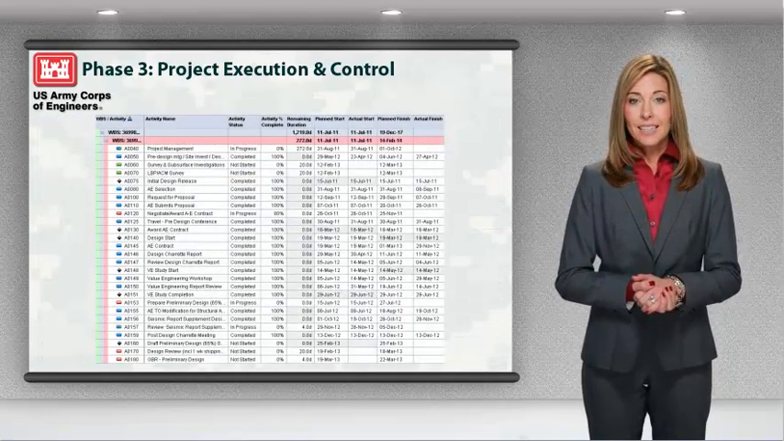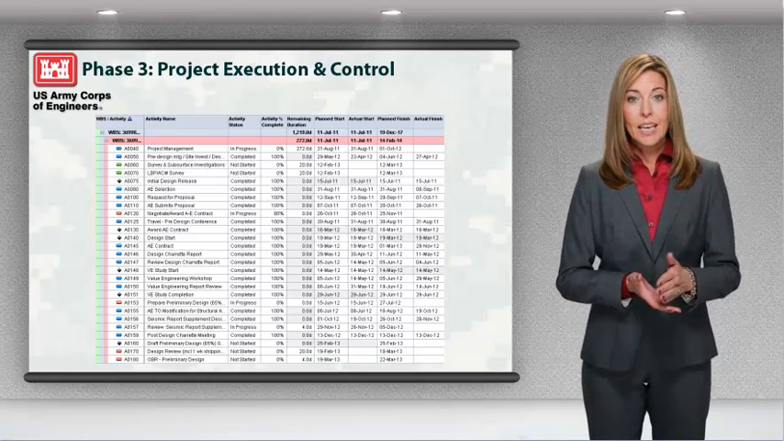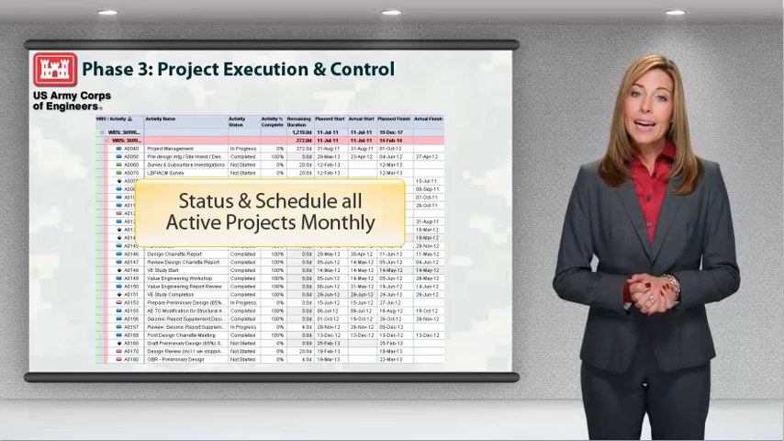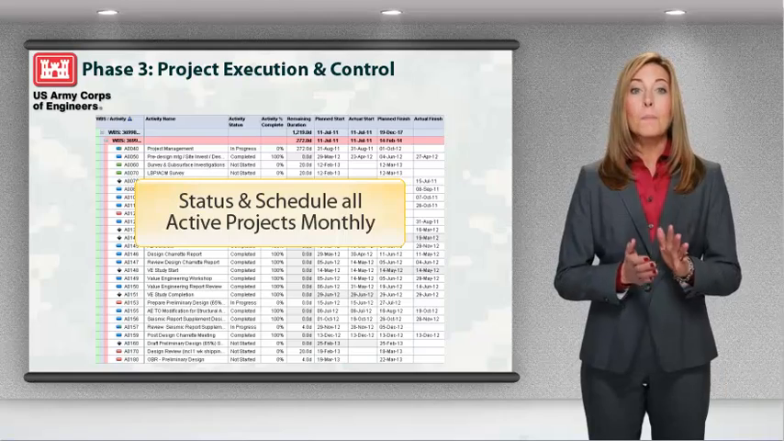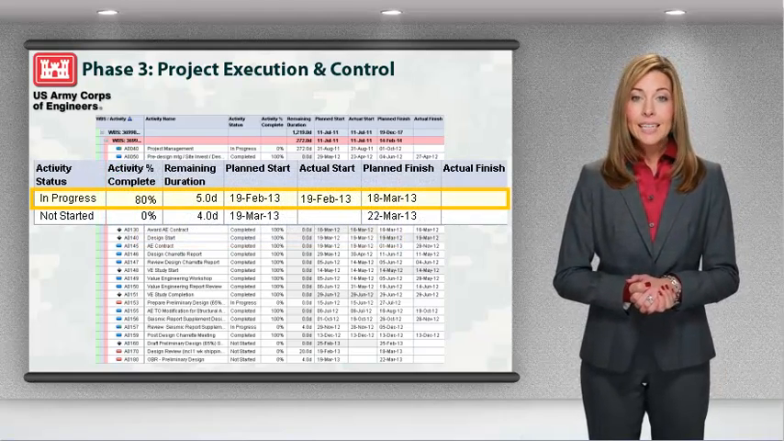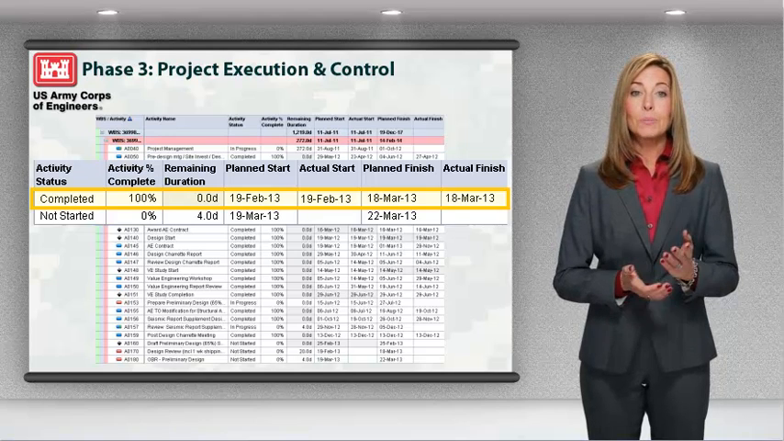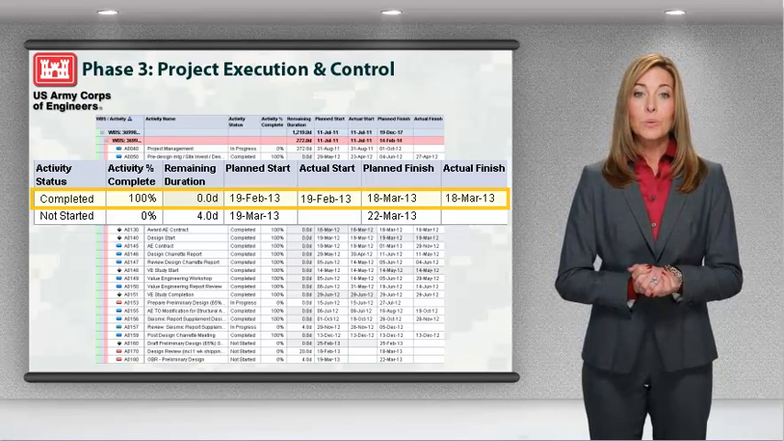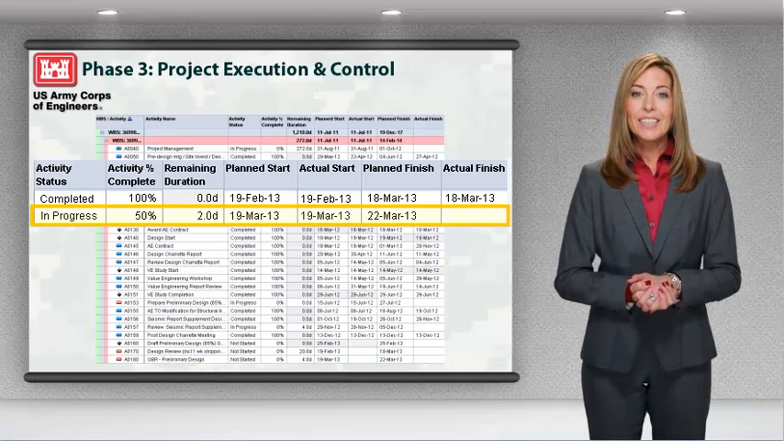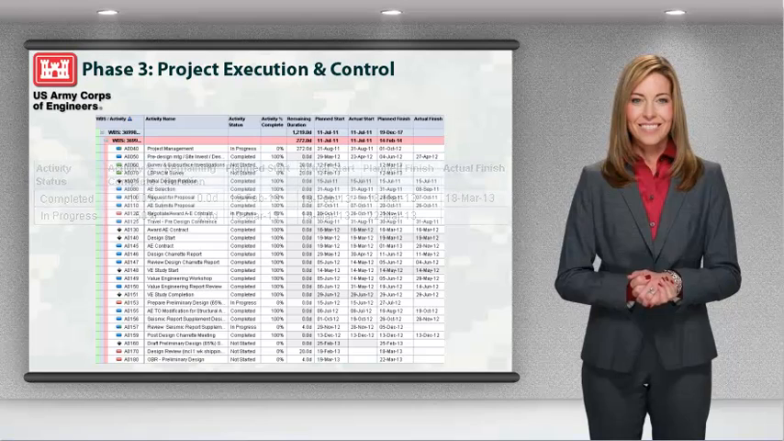Procedures for project statusing differ from district to district based on local requirements. But at a minimum, all active USACE projects should be statused and scheduled in Primavera on a monthly basis. These tasks include marking any activities or milestones that have been completed since the last time the project was statused, in addition to updating the percent complete for activities that are still in progress.